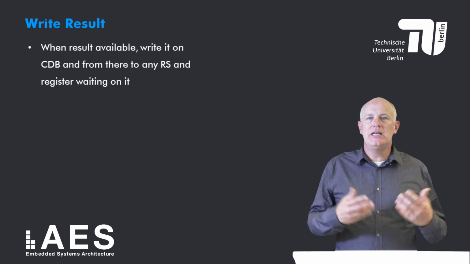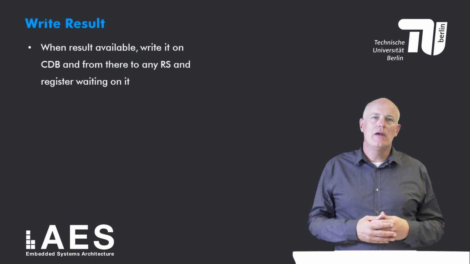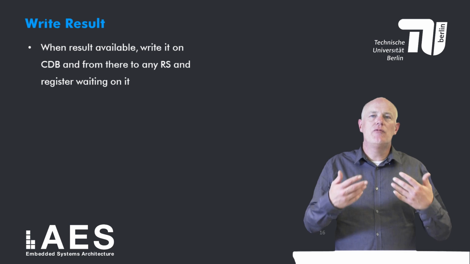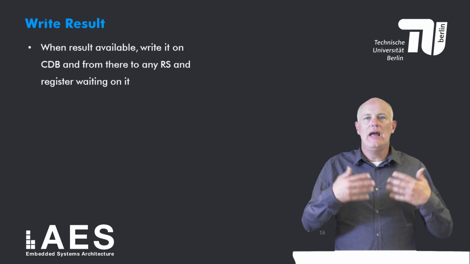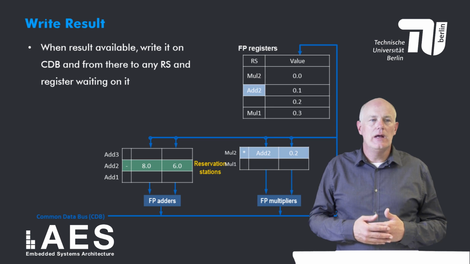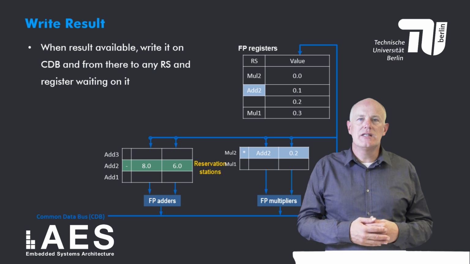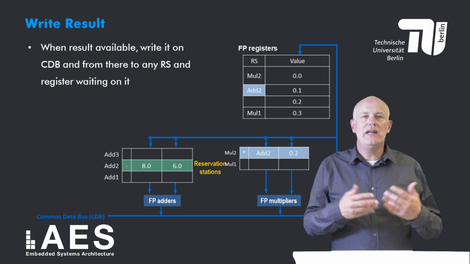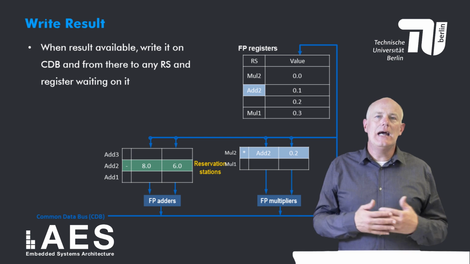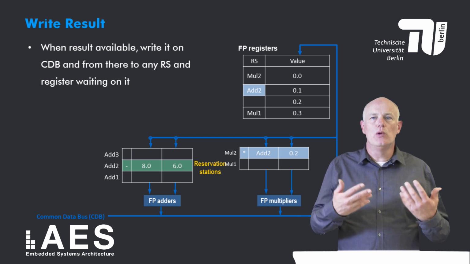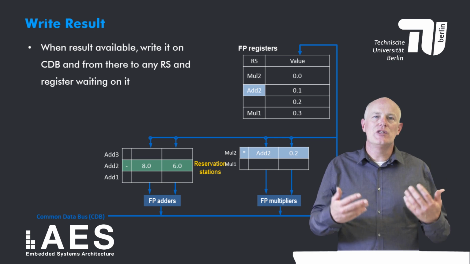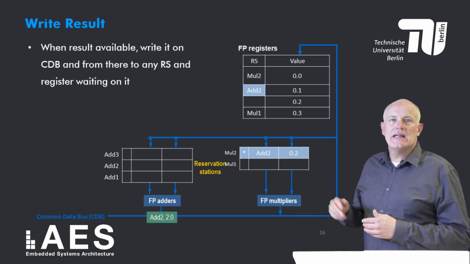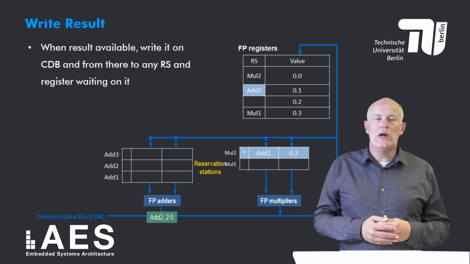Finally, execution proceeds to the last stage, write result. When the functional unit has produced the result, it is written onto the CDB and from there to any reservation station and register waiting on the result. This picture illustrates this phase. The instruction in reservation station add2, highlighted in green, is ready to execute. Furthermore, as highlighted in red, reservation station mul2 is waiting for this result and the result needs to be written to register F1.